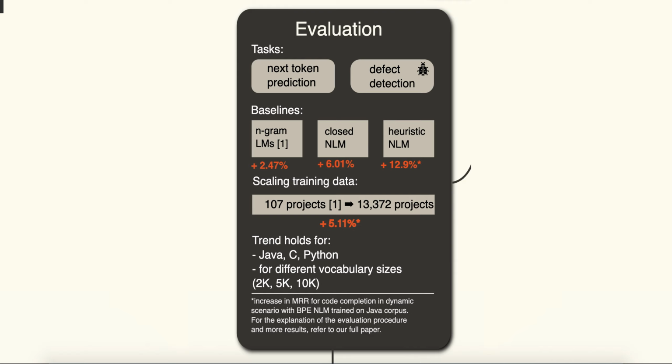Since BPE allows us to scale to large amounts of data, we evaluate how our model can take advantage of it. For Java, for example, we compared the performance of the model trained on 107 projects. This is the largest amount of data that was used to train a neural language model of code so far, and the one trained on more than 13,000 projects. We see that our model can take advantage of a big corpus.